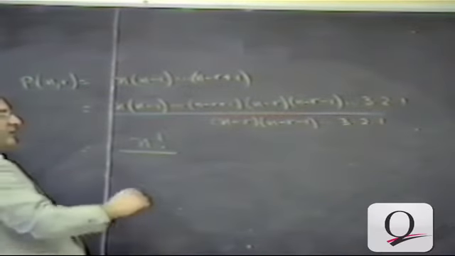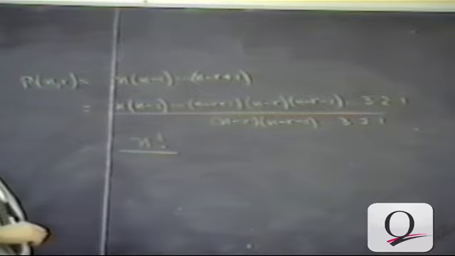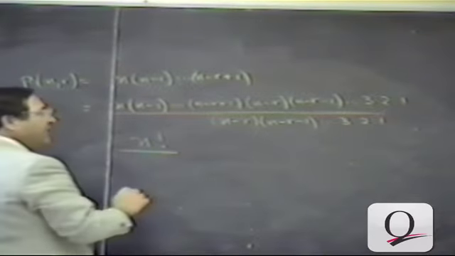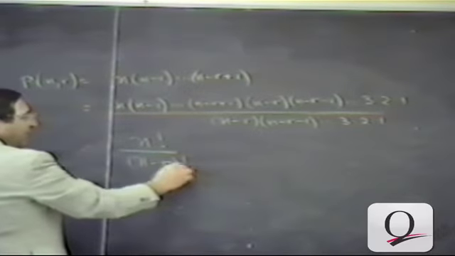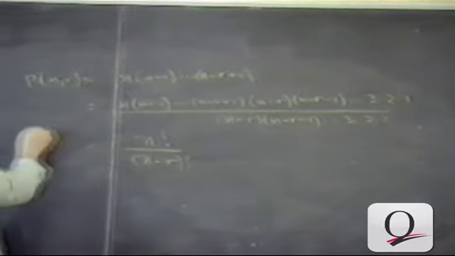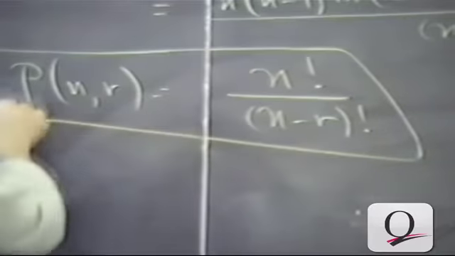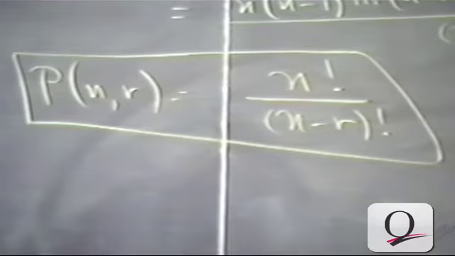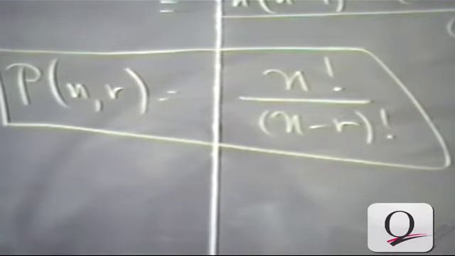And on the bottom, I start with n minus r, and each term is 1 less than the preceding term. So the bottom is n minus r factorial. So we have an alternate formula for PNR. N factorial divided by n minus r factorial.